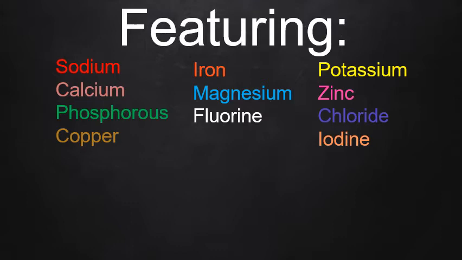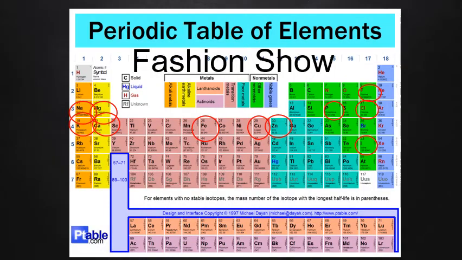Now, you may have heard of these before in science class. All of these minerals are elements that can be found on the periodic table. So you can see that F over here is for fluorine. You can see that Na is on there as well for sodium. So all of these minerals that we're going to talk about are substances that can be found on the periodic table.